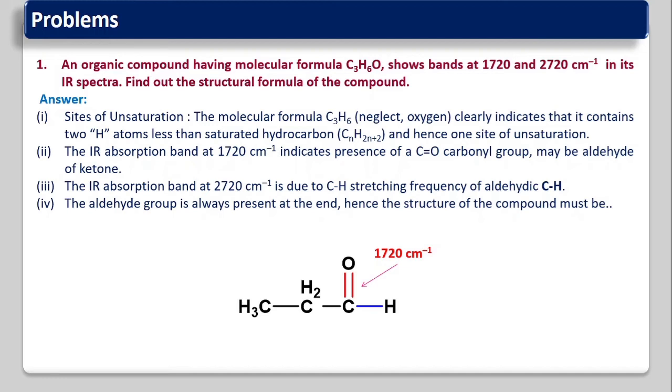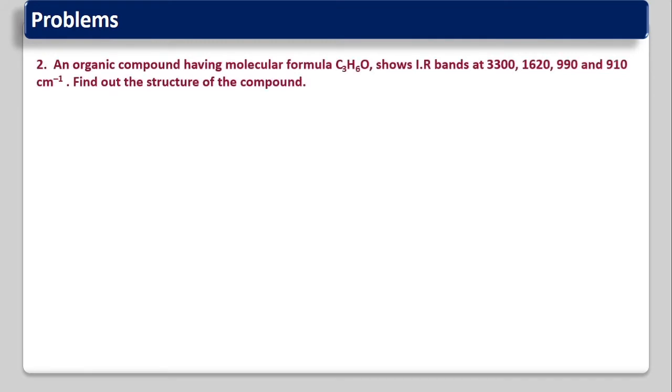So for that purpose the writing must be clear, and this CH absorbs at 2720 centimeter inverse. In this way we have to write the answer, and in this way we should progress towards the answer. So the first step is the sites of unsaturation, and then start with each piece of information from the spectroscopic data, and then conclude the structure. Second problem: an organic compound having a molecular formula C3H6O.